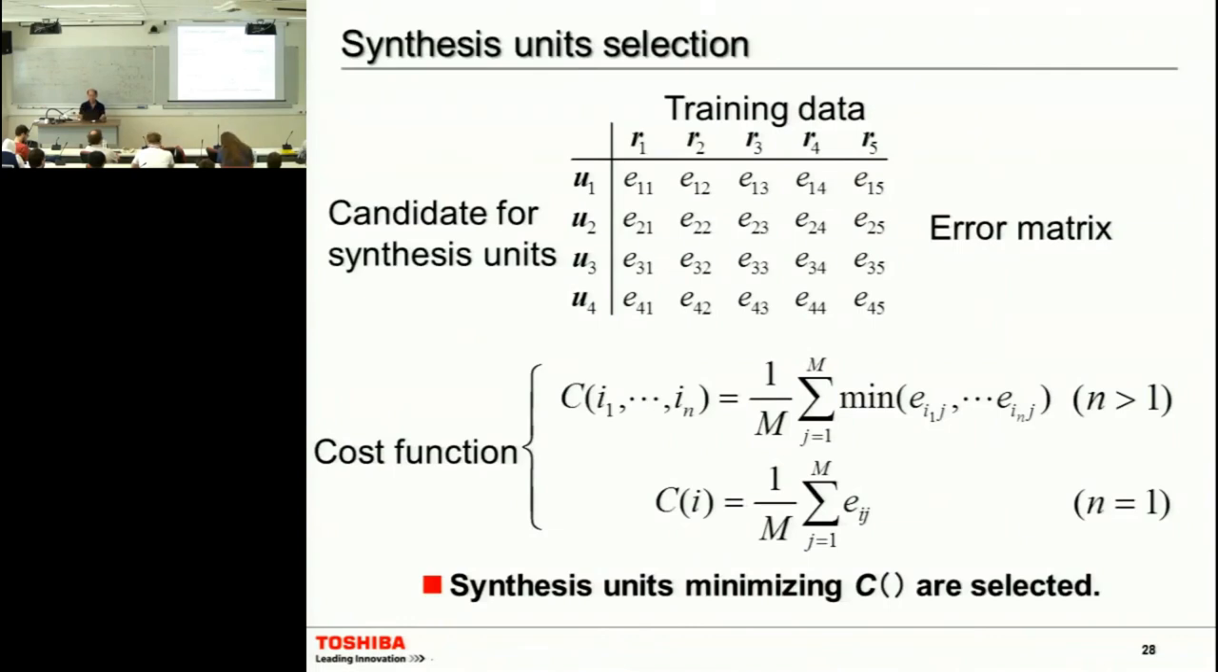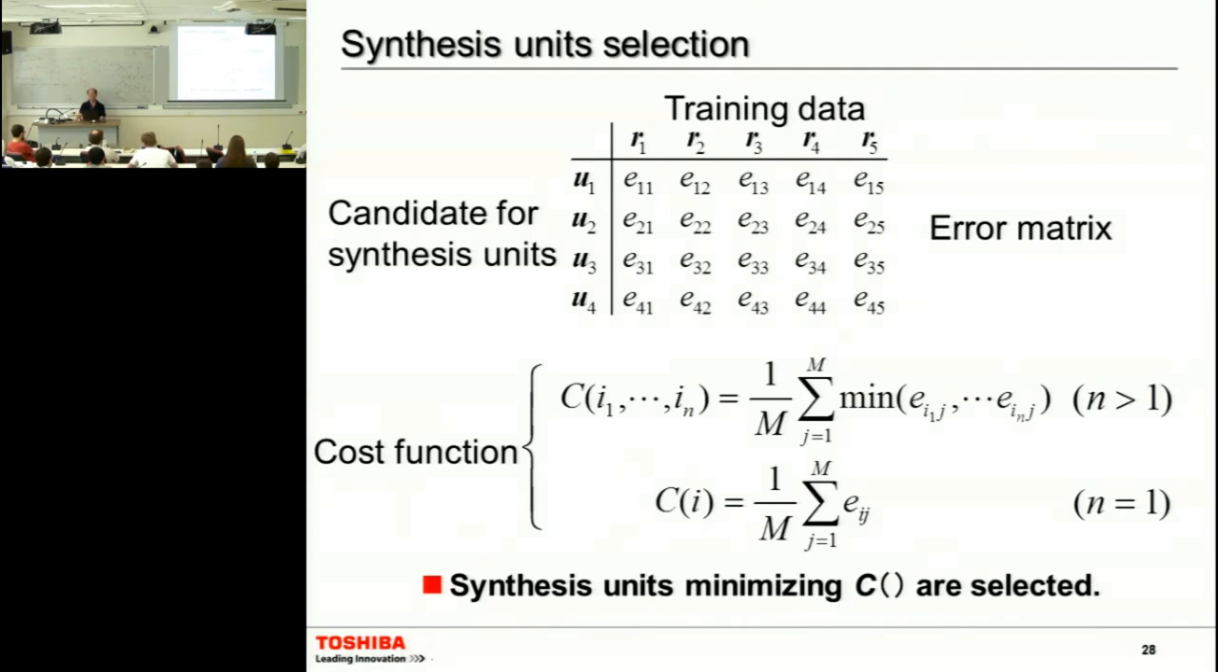Now I'll explain unit selection using the closed loop training in more detail. Suppose that we have four candidates for a synthetic unit, U1 to U4, and we have training vectors in the speech corpus, R1 to R5. Then we can calculate the error between the synthesized speech using U1 and the original speech vector R1, like this. And we can calculate the errors for all combinations of unit candidates and training vectors. This is the error matrix.